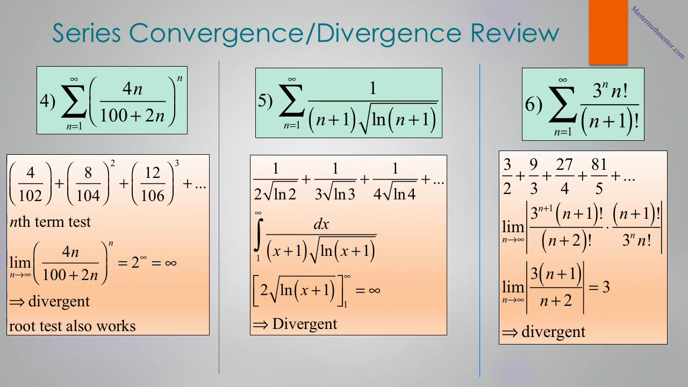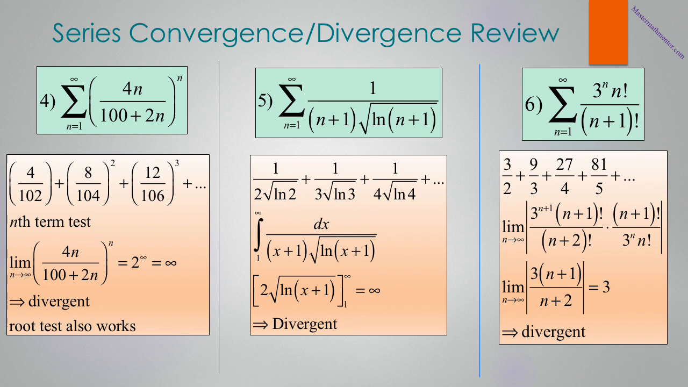Since we have factorials, we will use the ratio test, and we look at the limit as n approaches infinity of the absolute value of 3 to the n plus 1 times n plus 1 factorial over n plus 2 factorial times n plus 1 factorial over 3 to the n times n factorial. We have to worry about the 3's and we have to worry about the factorials.